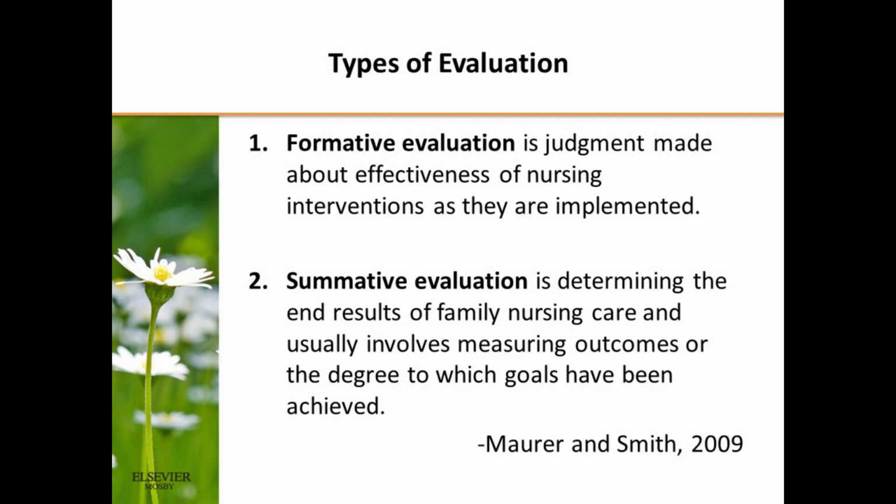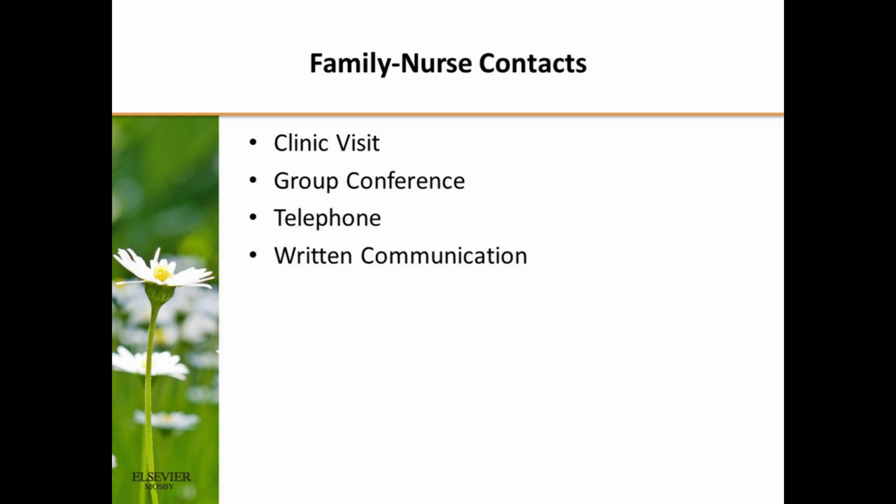Types of evaluation. Formative evaluation is judgment made about the effectiveness of nursing interventions as they are implemented. Summative evaluation is determining the end results of family nursing care and usually involves measuring outcomes or the degree to which goals have been achieved. The family-nurse relationship is developed through family-nurse contacts, which may take the form of a clinic visit, group conference, telephone contact, written communication, or home visit.